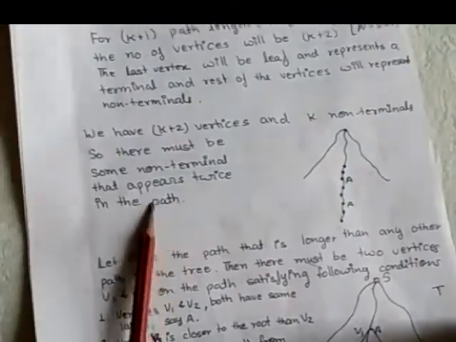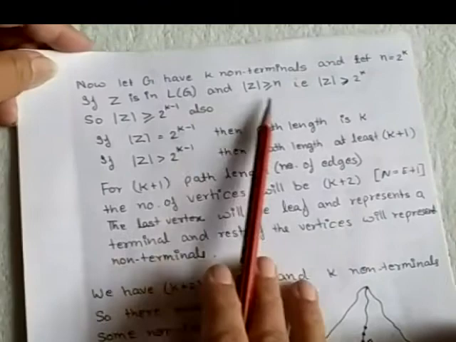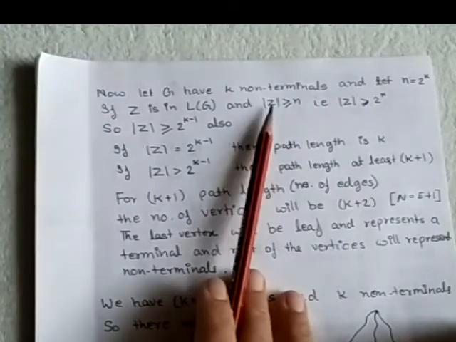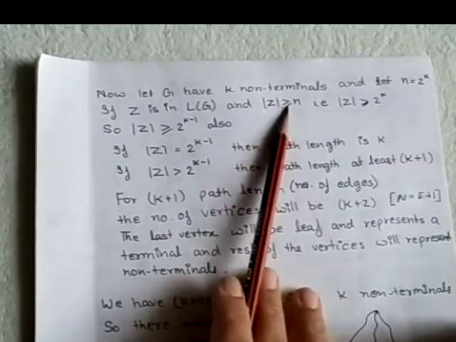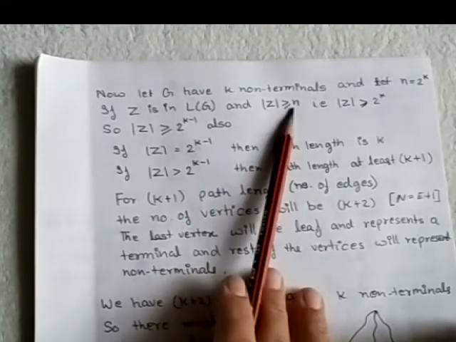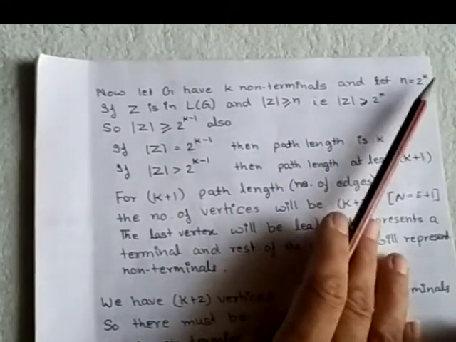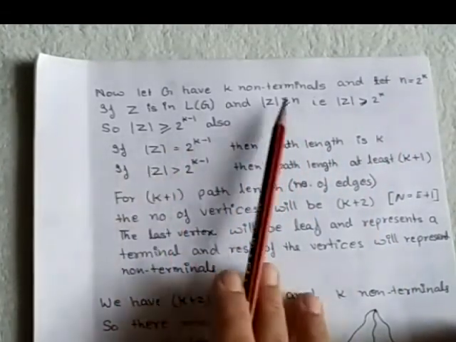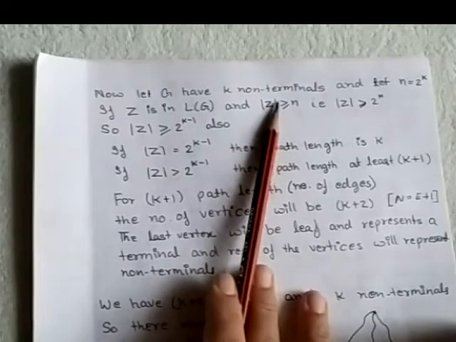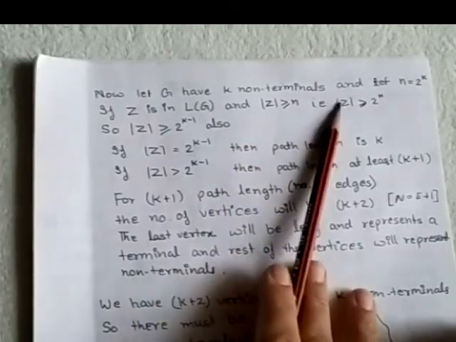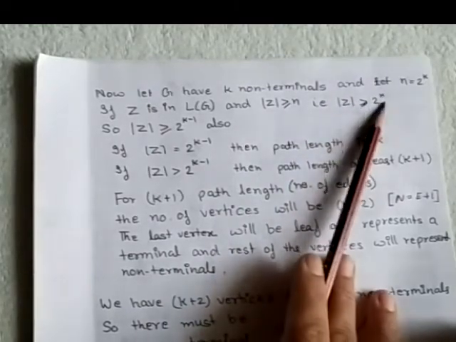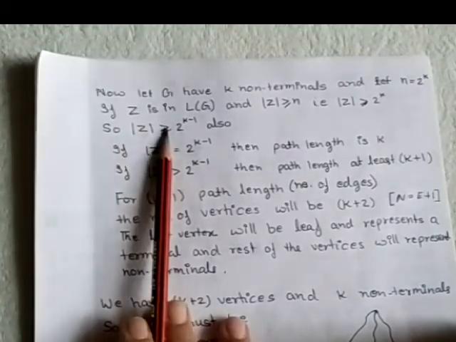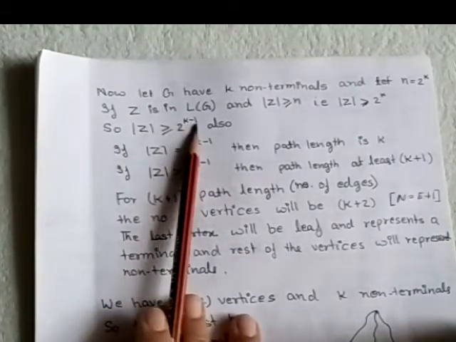Now, here we have taken that the length of the string Z is greater than or equal to n. Now what is n? n is 2 raised to the power k, where k is the number of non-terminals. Okay. Here we have taken length Z greater than or equal to n. That means the length of Z is greater than or equal to 2 raised to the power k. Then obviously it will be greater than 2 raised to the power k minus 1 also.